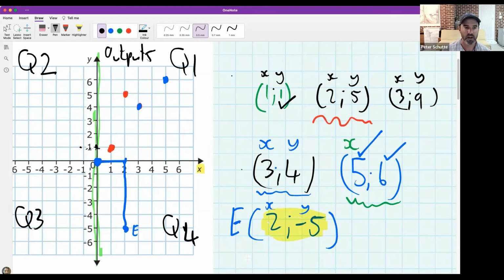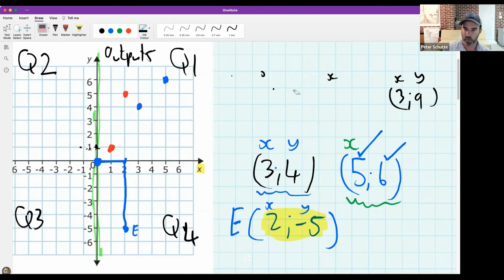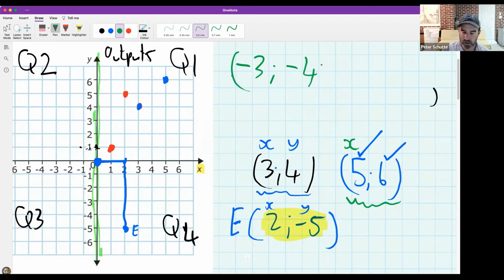Okay, so let me do one more sneaky one. If I gave you the input-output pair -3, -4, could you figure out where that goes? And could you also tell me what quadrant it ends up in?